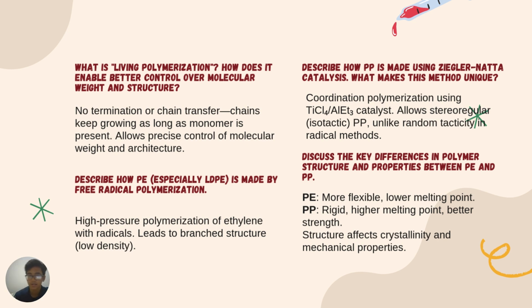And now we have mentioned PE, we have mentioned PP. Now we have to at least explain the difference in properties of PE and PP. So PE is more flexible and has a lower melting point than PP. Meanwhile, PP is more rigid, it has a higher melting point, and it's better in strength. The structure affects crystallinity and mechanical properties, of course.